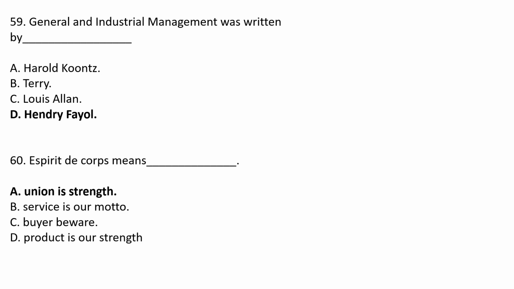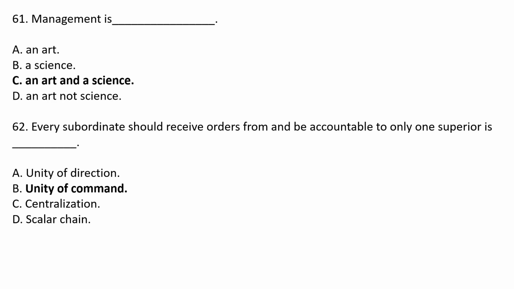General and Industrial Management was written by dash. Option A Henry Gantt, Option B Terry, Option C Louis Allen, Option D Henri Fayol. The correct answer is Option D Henri Fayol. Esprit de corps means Option A union is strength, Option B service is our motto, Option C buyer behavior, Option D product is our strength. The correct answer is Option A union is strength.